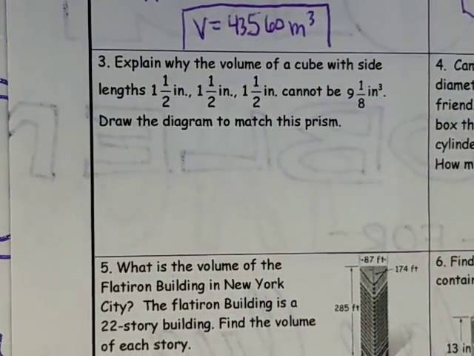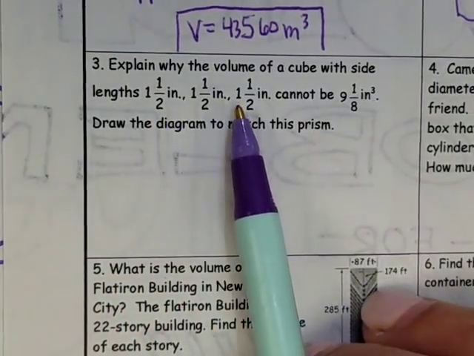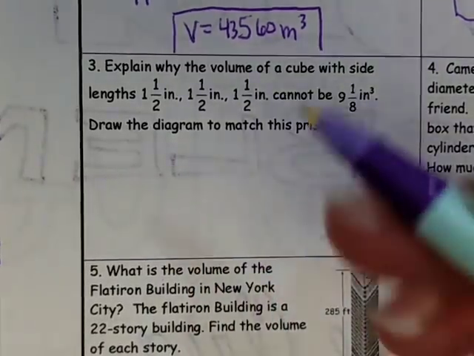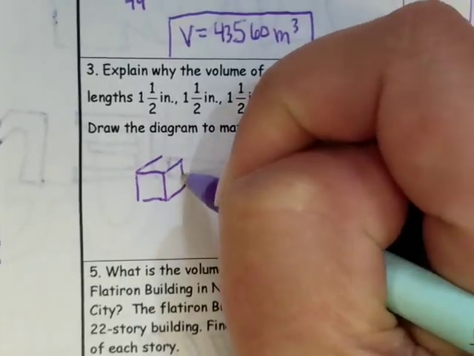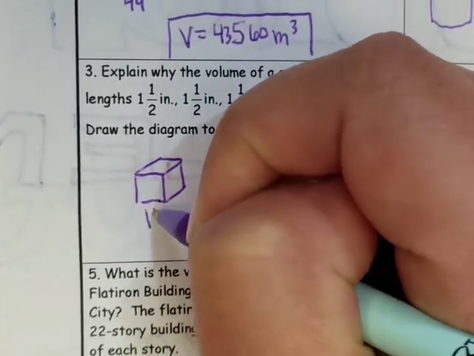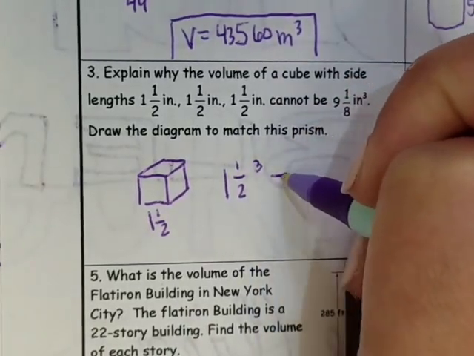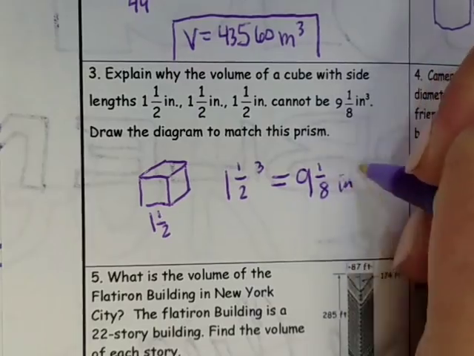All right. Number 3, explain why the volume of a cube with side lengths 1.5 by 1.5 by 1.5 cannot be 9 1/8 inches cubed. Draw the diagram to match this prism. So they do want us to draw it this time, so we're going to draw it. And we know that a cube has all the same length, so 1.5. So I can literally, in my calculator, do 1.5 cubed. Is that equal to 9 1/8 cubed? And we're going to see.